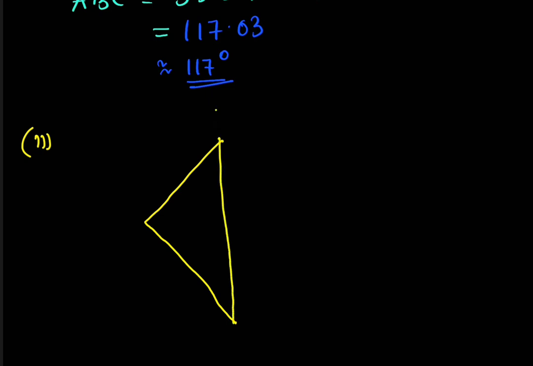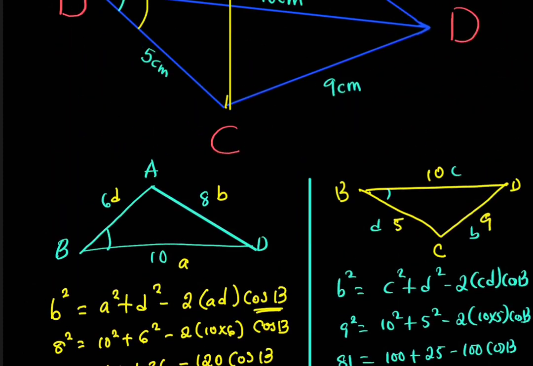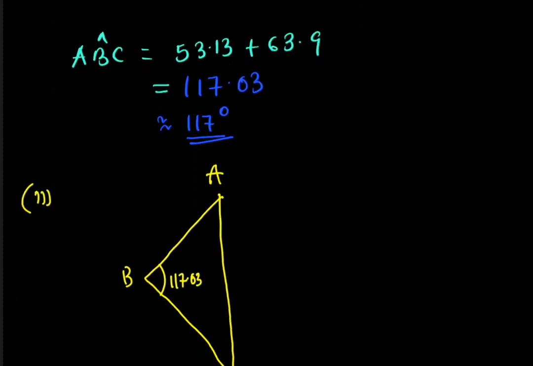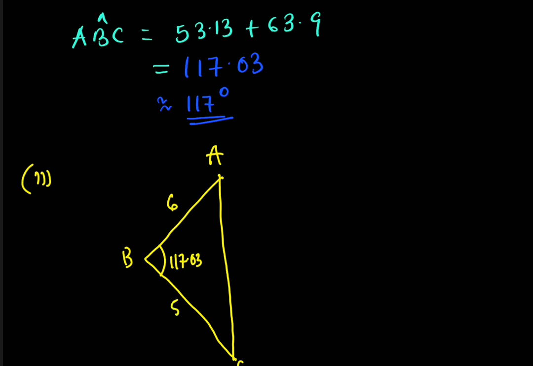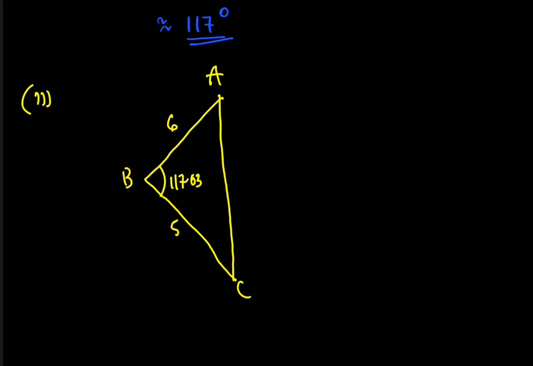Good. So remember, this is A, this is B, and this is C. And of course, now we found this to be 117.03, which is approximately 117. Then recall we have 6 and 5. Okay, we have 6 here, we have 5 here. Then of course we are looking for C. Now we can actually find AC because from the orientation and from the knowledge we have, this is actually B, and this is small c, and this is small a.